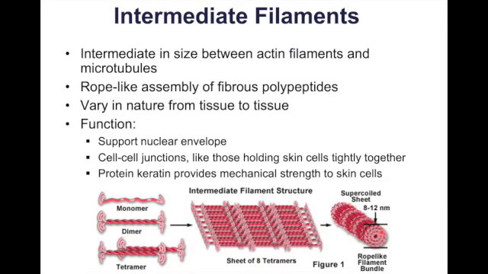Intermediate filaments, as you guessed, are intermediate in size, rope-like, and they do vary in nature from tissue to tissue. They do lots of different jobs, supporting the nuclear envelope. Cell-cell junctions are a big thing, holding cells together really tightly, giving strength. You see they have this construction where you have a monomer. Two monomers twist together to form a dimer. Two dimers come together to form a tetramer, right? And then you put them all together, you can form this sheet, and then that sheet can coil to form this filament bundle. And so you can see how this provides strength in holding things together tightly, like in our cell junction.